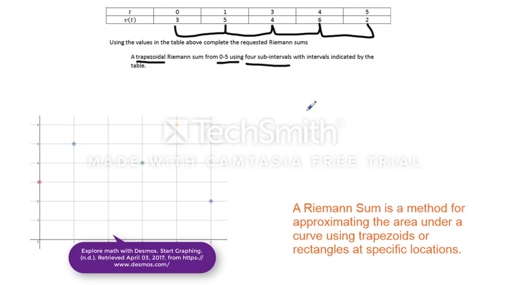But now these aren't going to be rectangles, these are going to be trapezoids. So it's going to be helpful if we can remember the equation for the area of a trapezoid. That's going to be 1/2 times the height of the trapezoid, and then I need to do base 1 plus base 2. And one thing that's kind of confusing for students when they start out using trapezoidal Riemann sums is this idea of a height and a base.